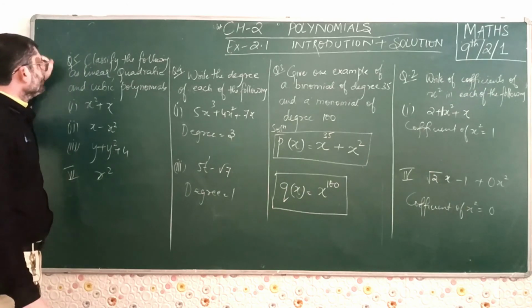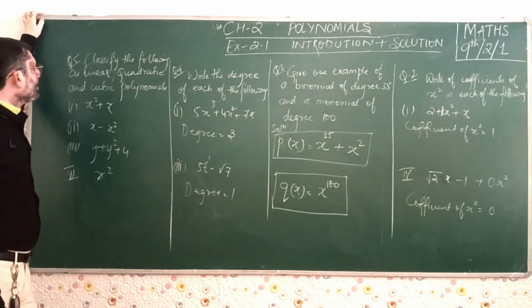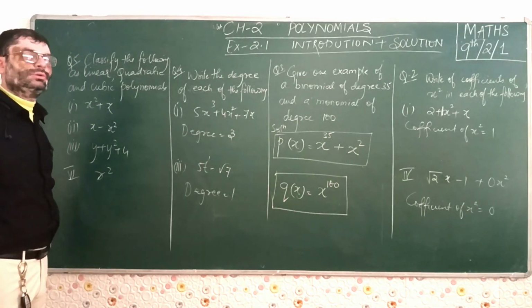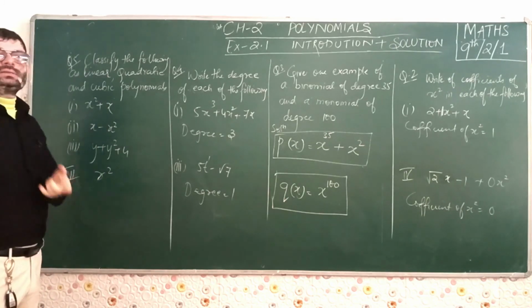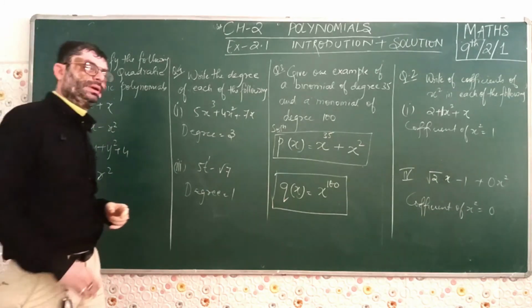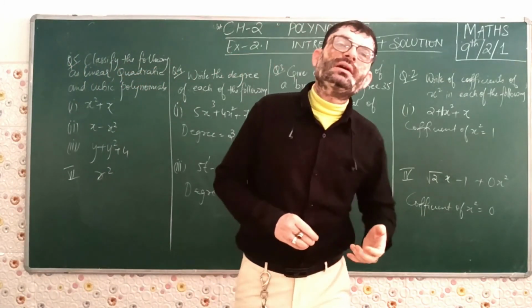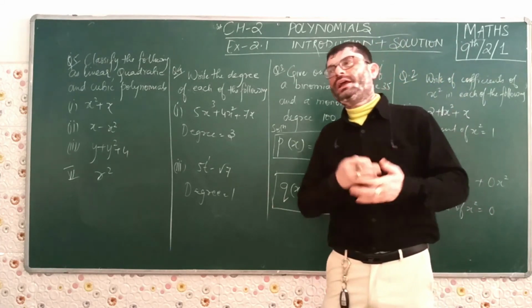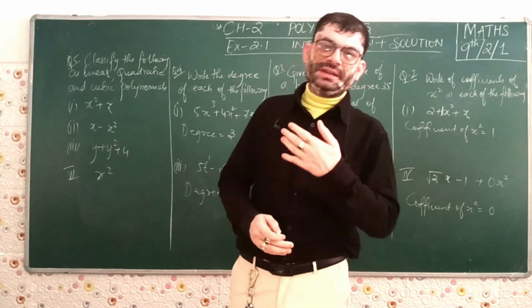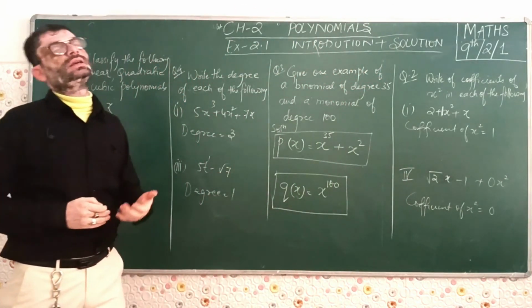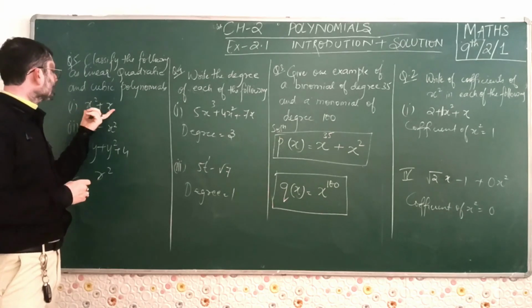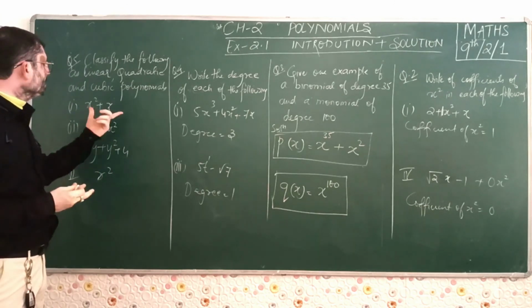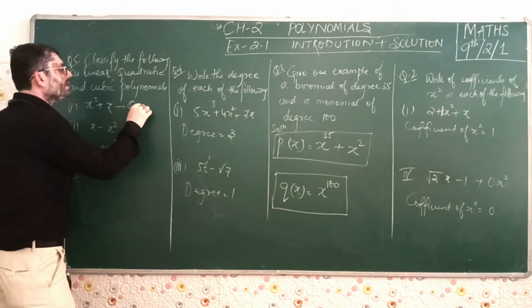Then question number 5. Classify the following as linear, quadratic and cubic polynomials. There are 7 parts and we will be doing 4 for you. The rest you can do for your practice. What do you mean by linear, quadratic and cubic? That is completely based on the degree of the polynomial. If the degree is 1, then it is linear. If the degree is 2, it is quadratic. If the highest degree is 3, then we can say it is cubic. Now here, x square plus x, degrees 2 and 1, and the highest degree is 2. If the highest degree is 2, then this will be a quadratic polynomial.